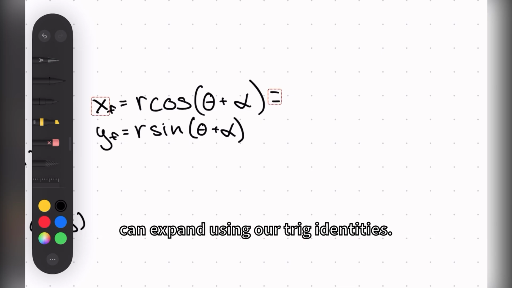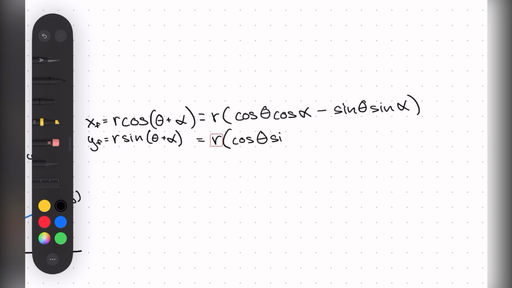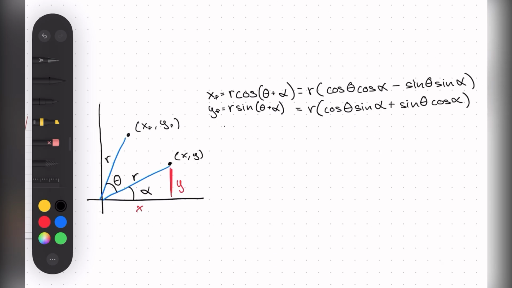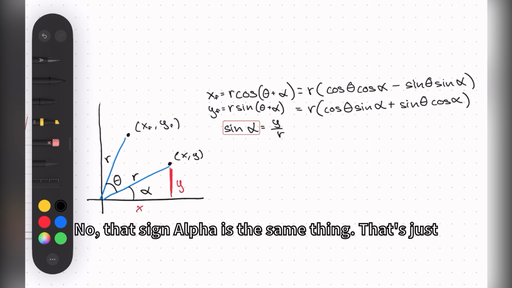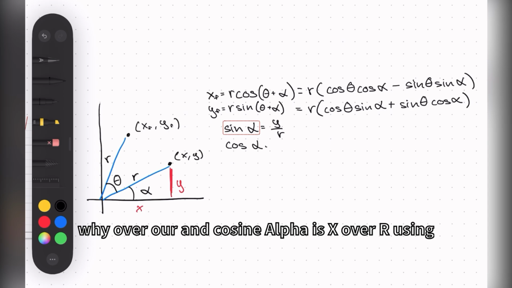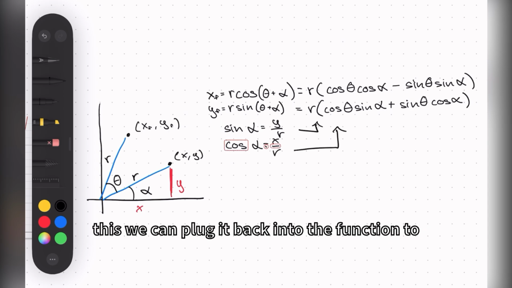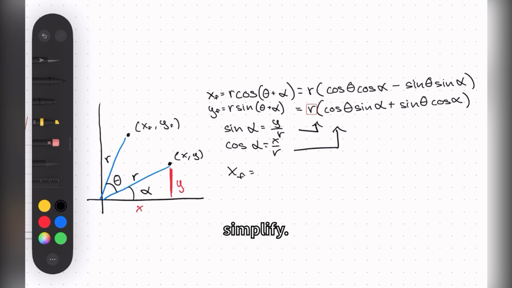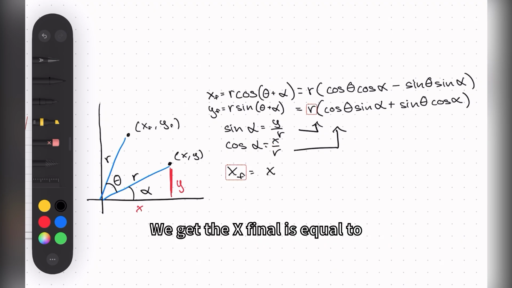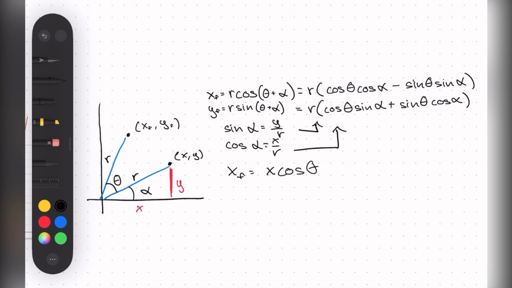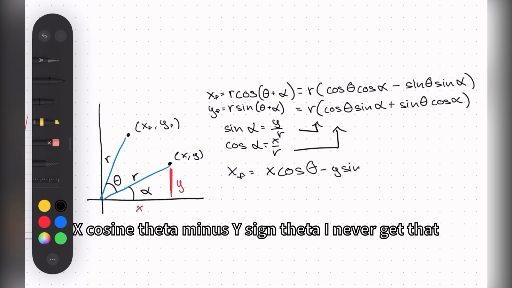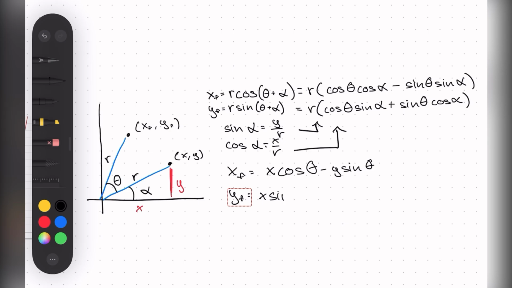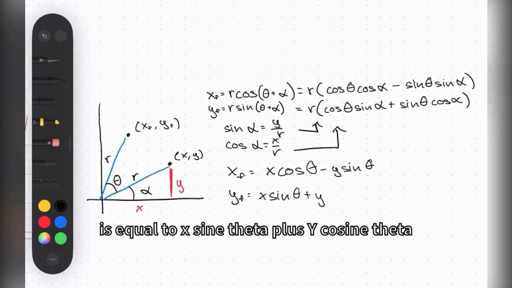Now we can expand this using our trig identities. Notice that sine alpha is the same thing as just y over r, and cosine alpha is x over r. Using this, we can plug it back into the function to simplify. We get that x final is equal to x cosine theta minus y sine theta. And then we get that y final is equal to x sine theta plus y cosine theta.